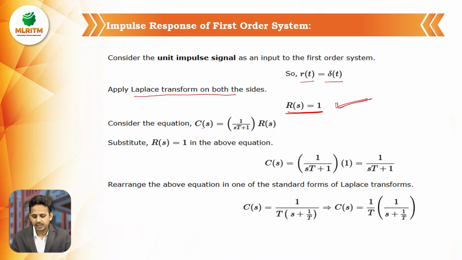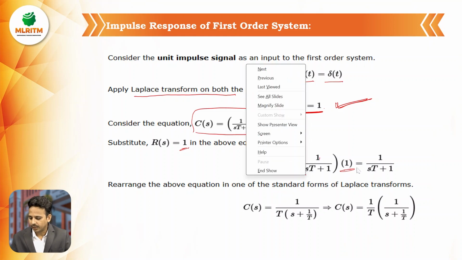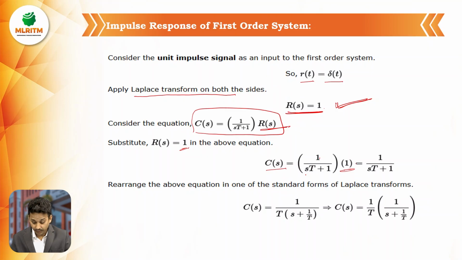Now consider the equation C of s is equal to 1 by (1 plus tau s) into R of s. This is the first order transfer function for the given block diagram in our example. Now R of s is equal to 1, so substituting here, C of s is equal to 1 by (1 plus tau s) into R of s, which is equal to 1 by (1 plus tau s). So C of s is equal to 1 by (1 plus tau s).